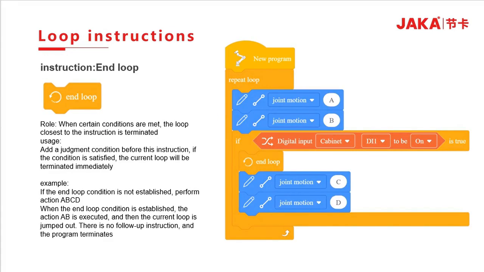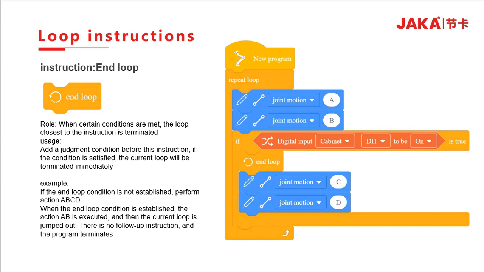End the loop. This function terminates the loop closest to the instruction when a specific condition is met. Generally, a judgment condition is added to the program, and the current loop is terminated immediately when the condition is satisfied. As shown in the example on the right, the action is executed in a loop.